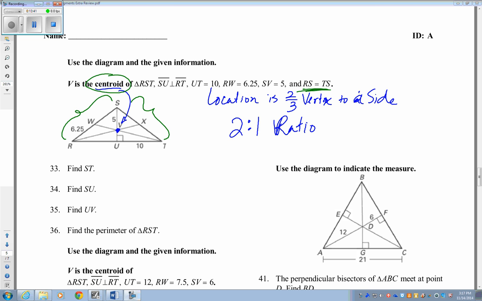ST. And I have to figure out ST by understanding the centroid is formed by medians. So it's formed by medians. So see if you can come up with a plan. Stop. All right, what is ST?